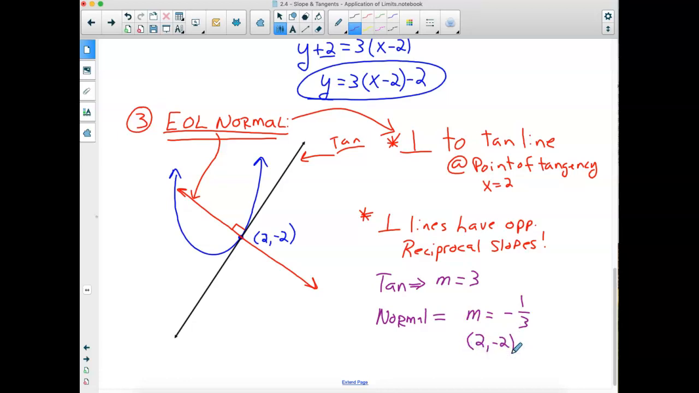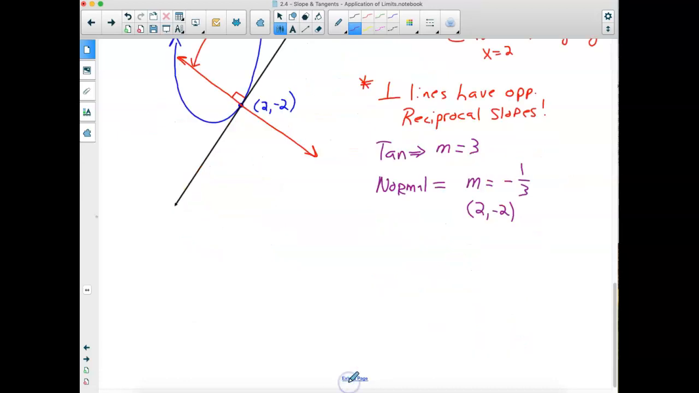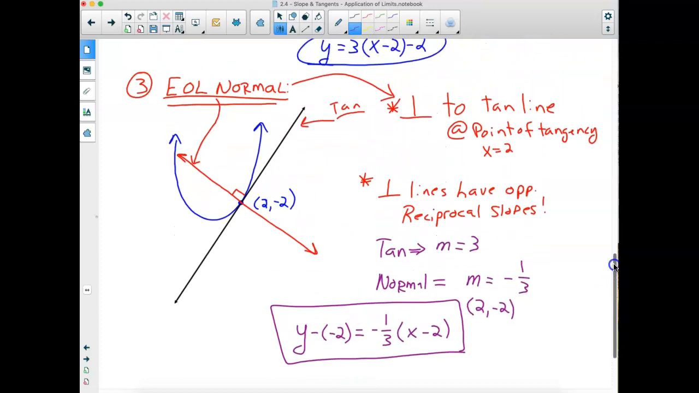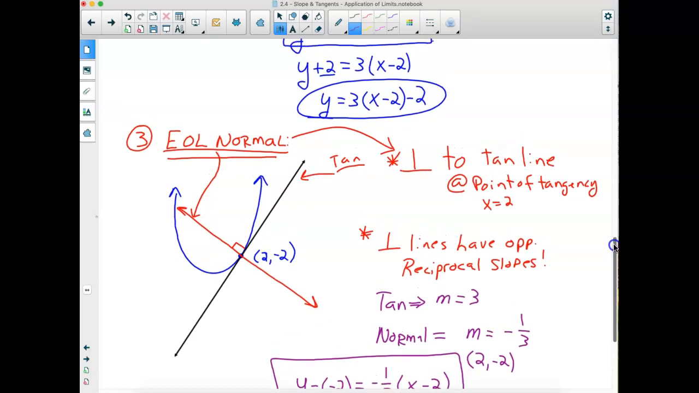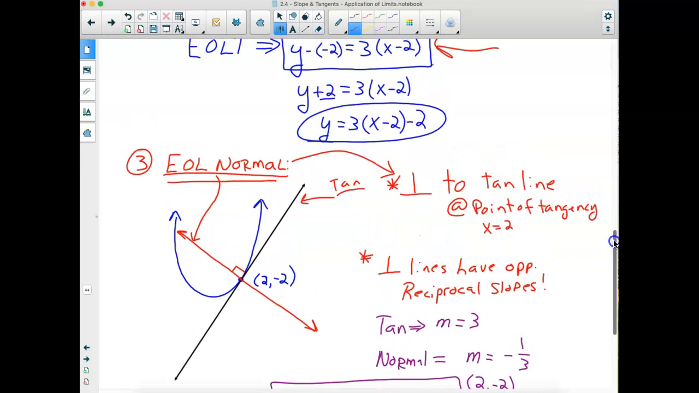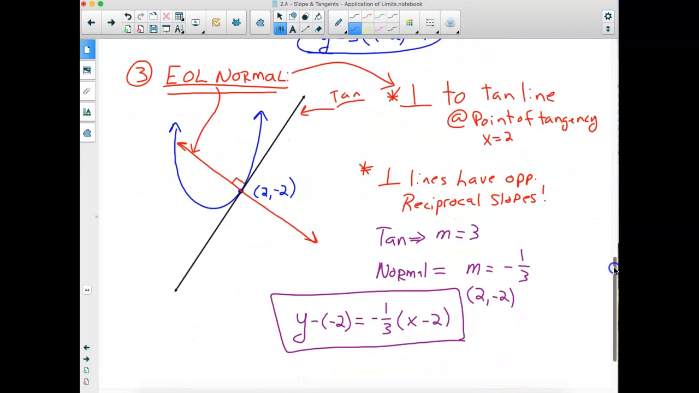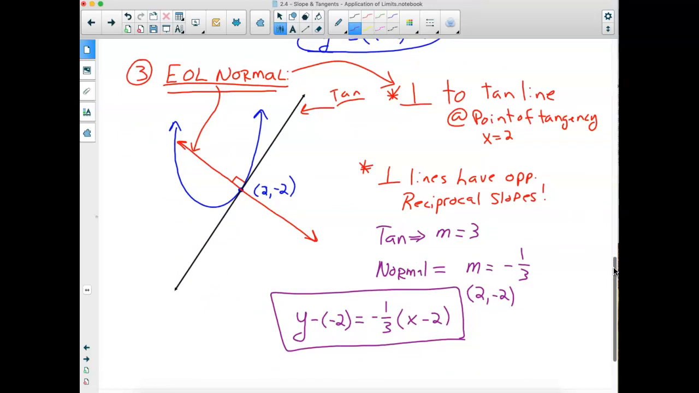That's still my point back there that I calculated in number 2. So my equation of my normal line is going to be y minus -2 equals -1/3 times x minus 2. And there is my normal line. It's the exact same thing as my tangent line. The only thing that's different is my slope. Up here, I got a slope of 3. Down here, I got a slope of -1/3, okay?